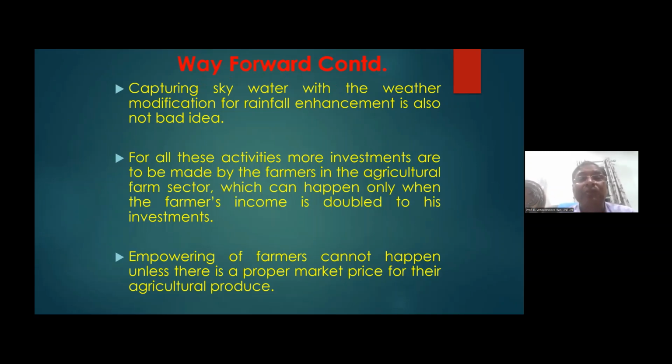Unless the farm produce is sold in a better way for the farmer, maybe in the form of a support price or some other price, the market should get more money to the farmer. Empowering of farmers cannot happen unless there is a proper market price for their agriculture produce. One of the poorest enterprises today is the farmers in South Asia and Southeast Asia. So that's why we have to increase their income. This is another thing, the social aspect of it.